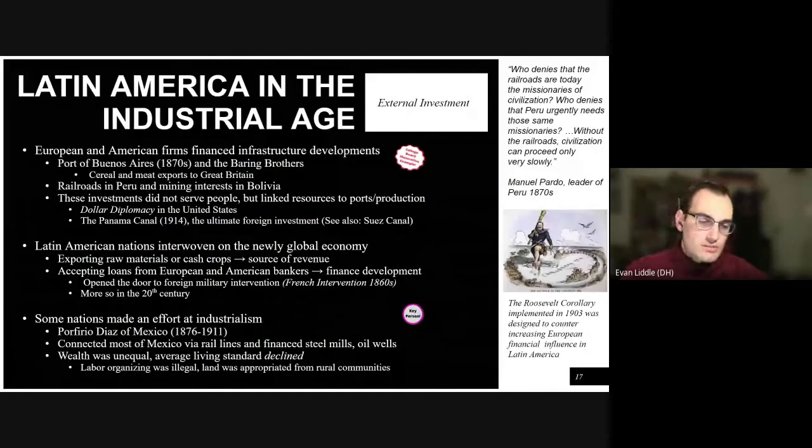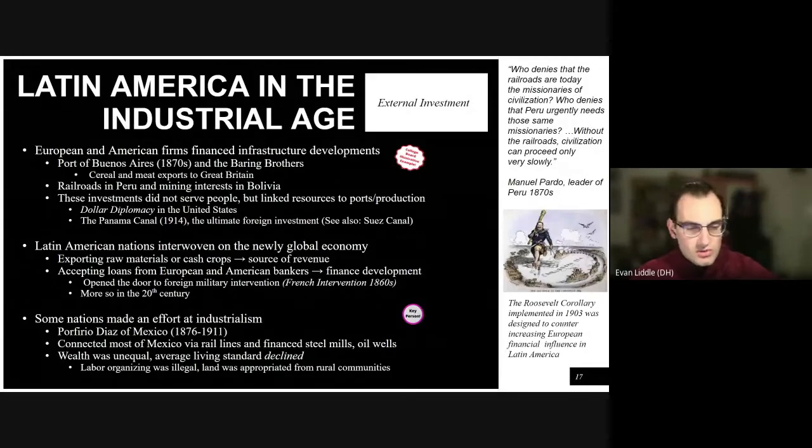One nation that made a large effort at industrialization was Mexico under the rulership of Porfirio Diaz, who rose to prominence after defeating and expelling the French from Mexico. And he invited much American and European foreign investment. He built tons of rail lines, he financed steel mills, and financed oil wells. And while all of this arguably did boost Mexico to semi-industrialized status, most of the wealth and the profit was concentrated in the hands of a number of powerful families, and the average standard of living actually went down during this time.